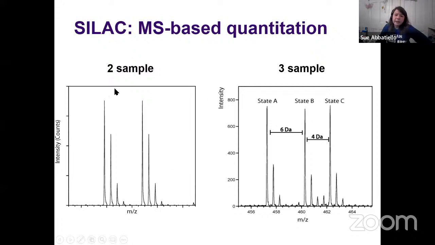And this is the kind of information you get, where you'll see a light and heavy doublet in the two samples. So this represents the same exact peptide in pretty much the same exact abundance. And then for a three-sample state, you've got the light and the medium and the heavy in the mass spectrum. You can pull this information out using software like Skyline to quantify the peak area underneath the chromatographic peaks.